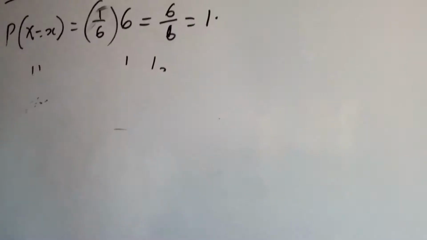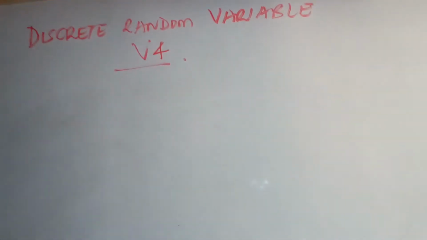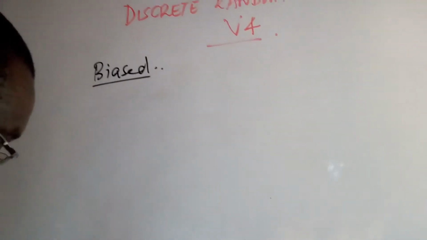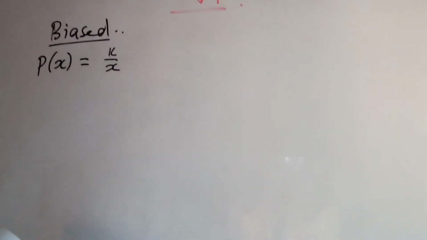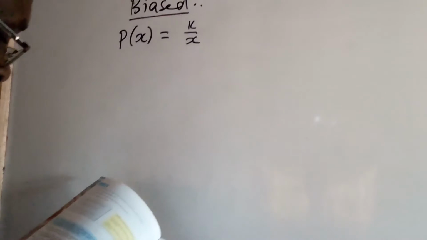Let us look at example 5 and try to answer that question. We are told that a tetrahedral die has the numbers 1, 2, 3, 4 on its faces. The die is biased. It's important to pick out some words. I'll explain what biased means. In such a way that the probability of the die landing on any number x is k over x, where k is a constant. Find the probability distribution for X, the number the die lands on after a single roll.